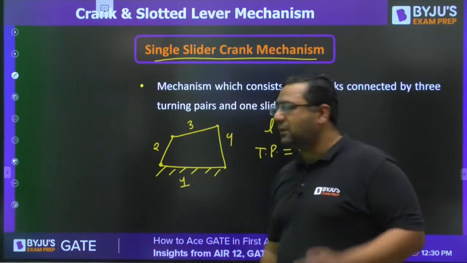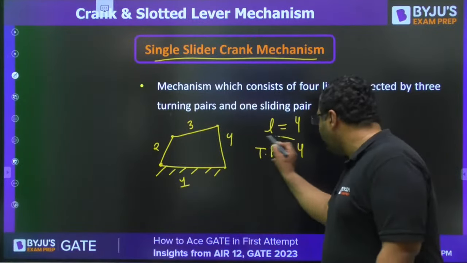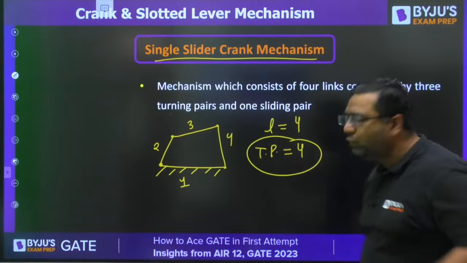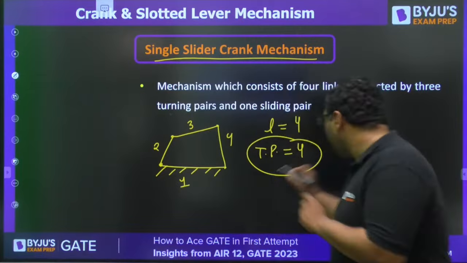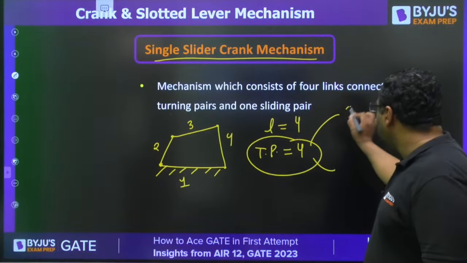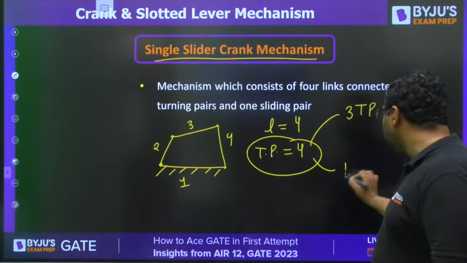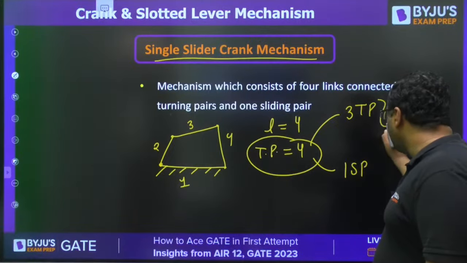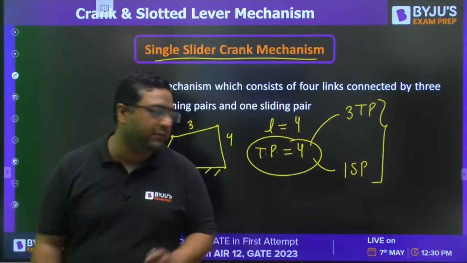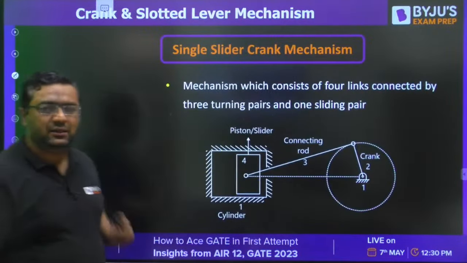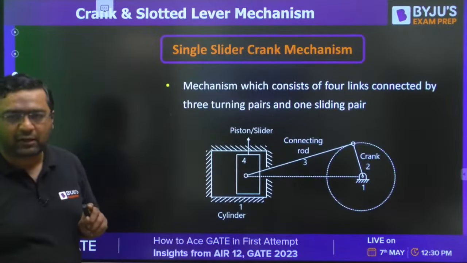simple 4-bar mechanism. If you change the number of turning pairs, you can get some other configuration of 4-bar mechanism as well. If you go for 3 turning pairs and 1 sliding pair, then you will get one more kind of configuration of simple 4-bar mechanism, and that looks like this. This is said to be the single slider crank mechanism.